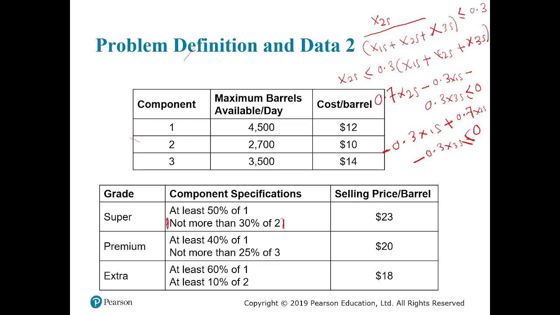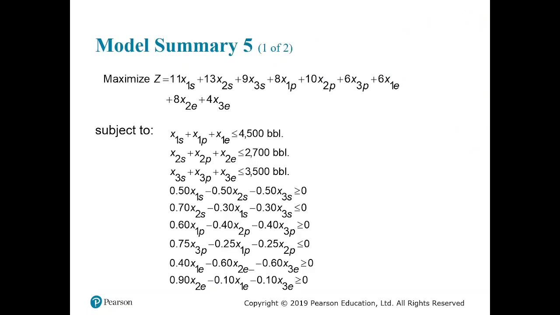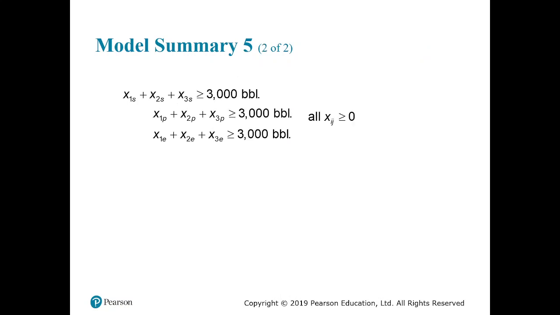So basically, how many constraints do we have? I haven't talked about the objective function yet. The first constraint is the maximum availability of each of the components: component 1, component 2, component 3. And then we have the 6 component specifications: 1, 2, 3, 4, 5, 6. And then we also have the number of barrels of each of the motor oils that we have to produce, which is at least 3000 barrels per motor oil. So this is another 3.